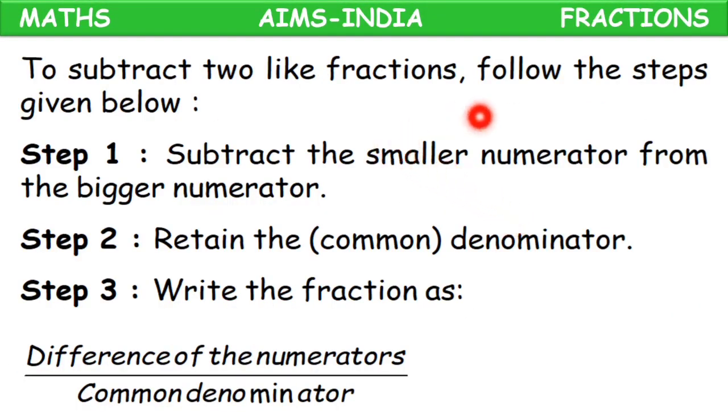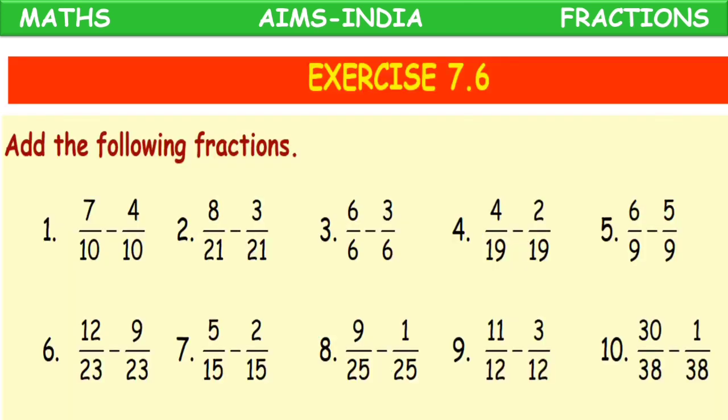Yes, to subtract two like fractions, follow this step. First, subtract the smaller numerator from the bigger numerator. Retain the common denominator. And how do we write the answer? That is children, the resultant fraction as difference of the numerators divided by the common denominator. Yes or no? Yes. Now let us solve an exercise.